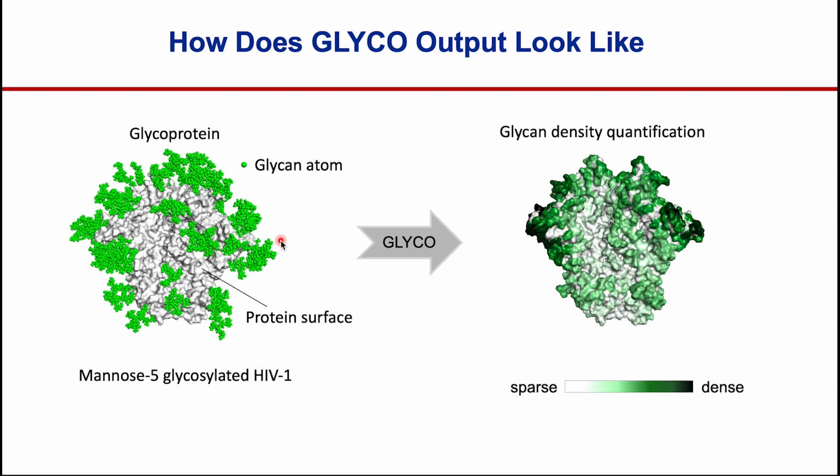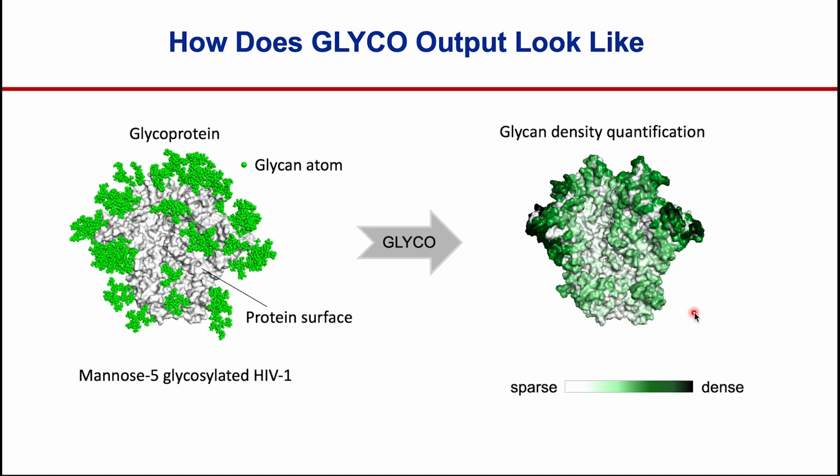And what is the output of GLYCO? So the left structure is my glycoprotein, and if you run GLYCO with the glycosylated structure, what you can see on the right figure is that glycan densities are all mapped on the protein surface. So by looking at this figure, you can easily see which part is highly glycosylated, that you can see on the left and rightmost part, compared to the middle or bottom part of the structure.